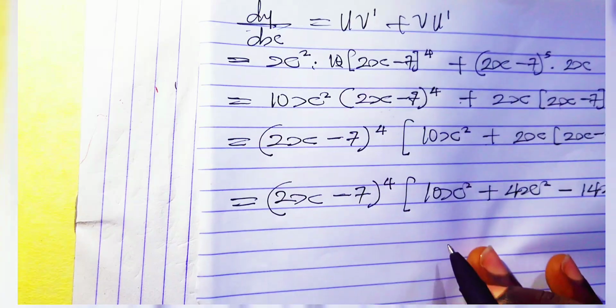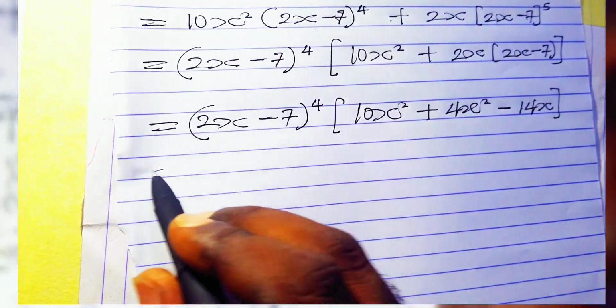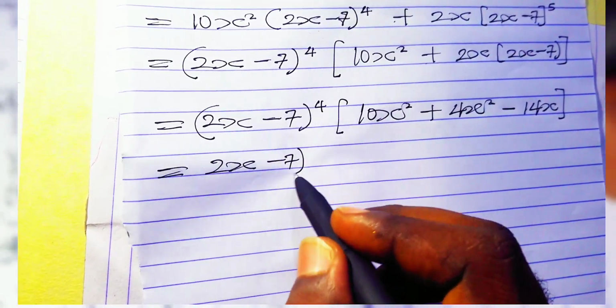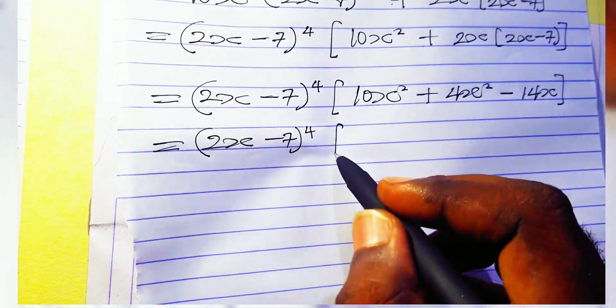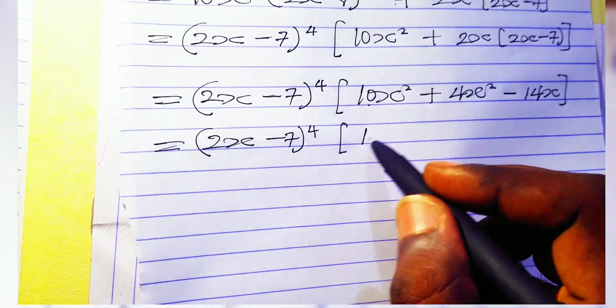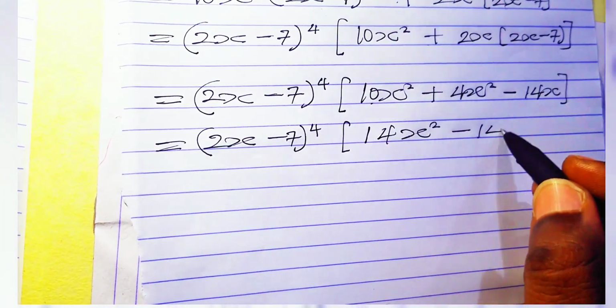Then we can still solve it further. This becomes 2x minus 7 raised to the power of 4, in the bracket 10 plus 4, that's 14x squared minus 14x.